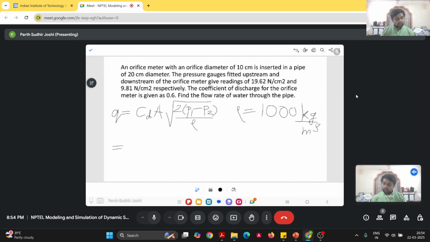So the flow rate is basically 0.6 into, so the area of the orifice will be, area of cross section of the orifice will be pi by 4 into, so this will now be in centimeter square.